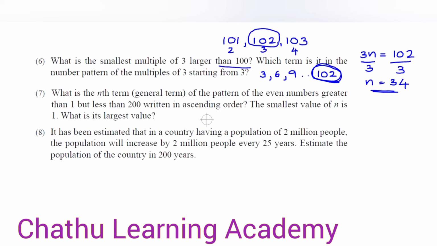Then we move to the other number, 102. Here the digital root is 3. It means this is the smallest multiple of 3 larger than 100.